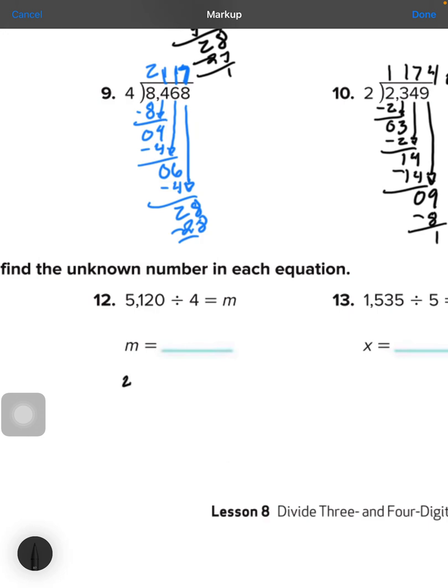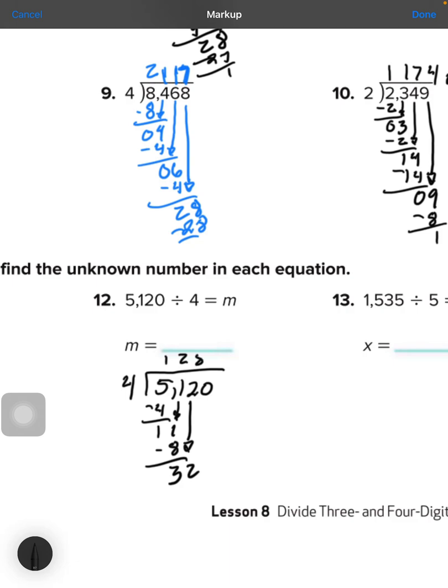All right, number 12. Ooh, this one's going to be a fun one. 5,120. 4 will go into 5 one time. 1 times 4 is 4. 5 minus 4 is 1. Bring down the 1. 4 will go into 11 at least twice. It'll be 8. 8, 9, 10, 11. There's 3 left over.